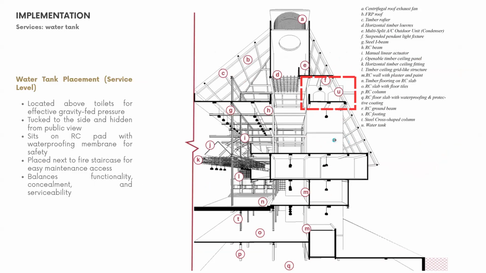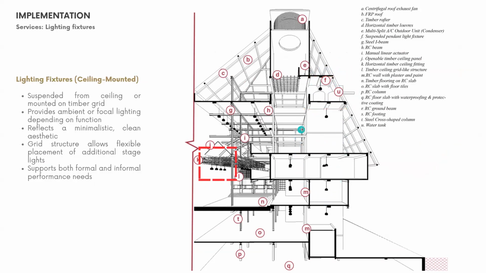Then next we look at the services. You can see the water tank is placed here at service level. It's located above the toilets for effective gravity-fed pressure. It's also tucked to the side and hidden from public view. It is also placed near the fire staircase here for easy maintenance access. Next is the lighting fixture, which is ceiling mounted. It's suspended from the ceiling or mounted on the timber grid, and it reflects a more minimalistic and clean aesthetic.